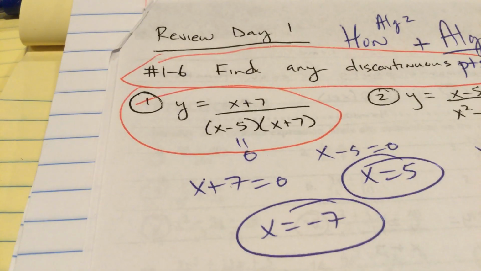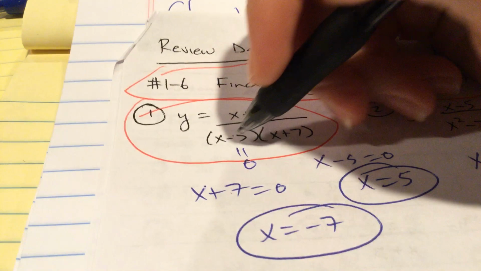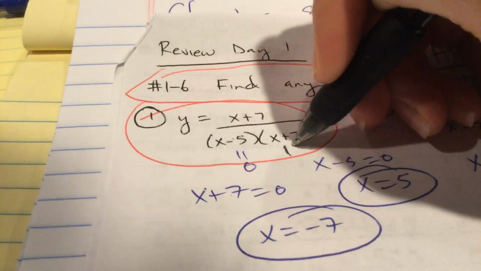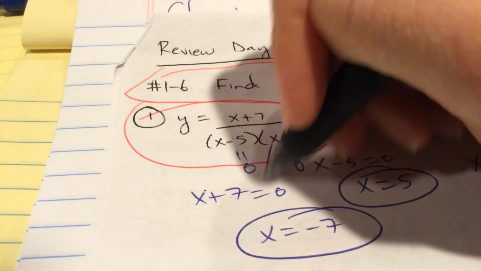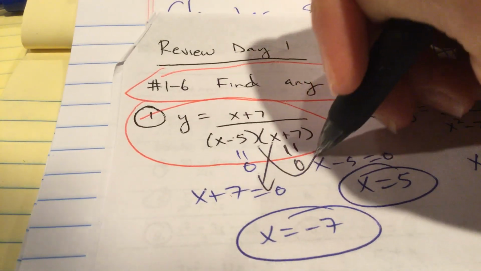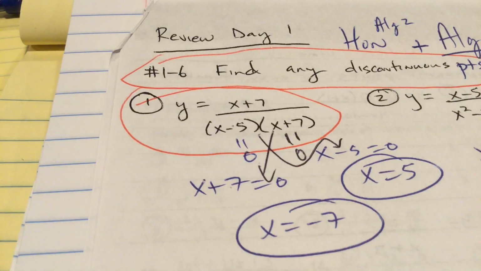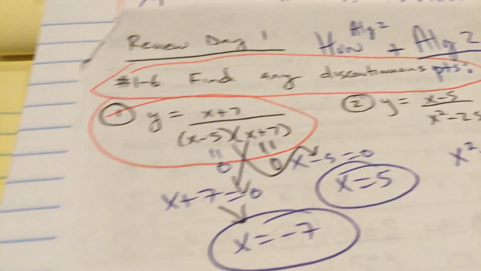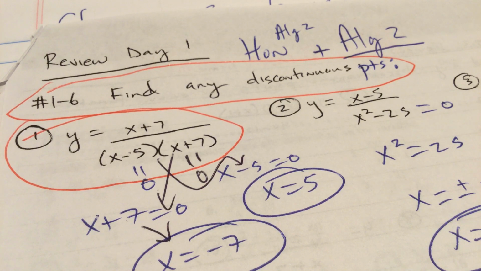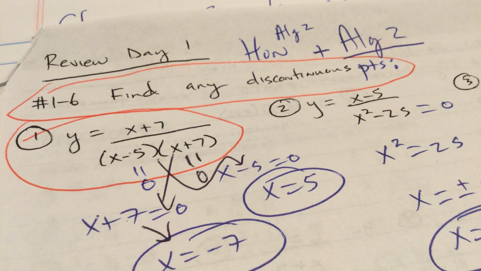So you simply set x minus 5 equal to 0. And x plus 7 equal to 0. I don't know why I did those out of order, but I did. There you go. If you set x plus 7 equal to 0, you get x equals negative 7. If you set x minus 5 equal to 0, you get x equals 5. You have two discontinuous points. X equals 5, x equals negative 7.